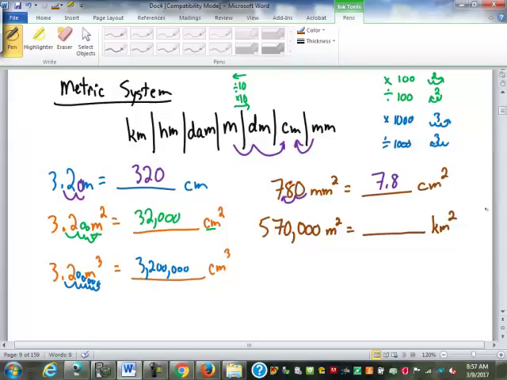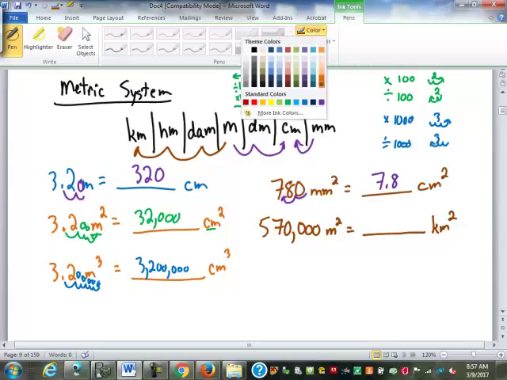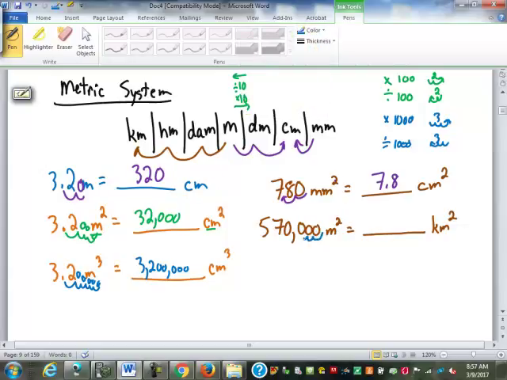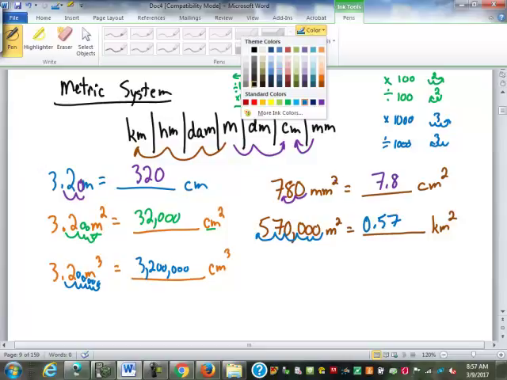From meters, this is 570,000 meters squared to kilometers squared. So first we're going to look at meters to kilometers. On the chart, meters to kilometers is 3 spots to the left. Are we going to move 3 spots? Say no. Why not? Because it's squared, so that means we have to double it. We go 6 spots. 1, 2, 3, 4, 5, 6. That is 0.57 square kilometers.